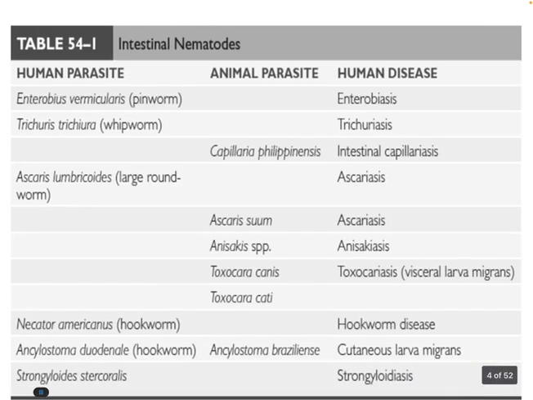Now, intestinal nematodes can cause diseases. For example, Enterobius vermicularis, pinworm, can cause enterobiasis. So if you hear enterobiasis, it means the disease caused by Enterobius vermicularis. The same for Trichuris trichiura, trichuriasis. Ascaris lumbricoides, ascariasis. Necator americanus, hookworm disease. Ancylostoma duodenale; Ancylostoma braziliense, cutaneous larva migrans. And Strongyloides stercoralis, strongyloidiasis.